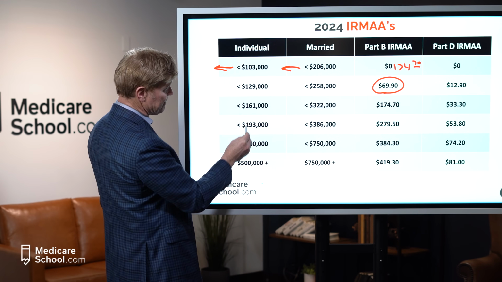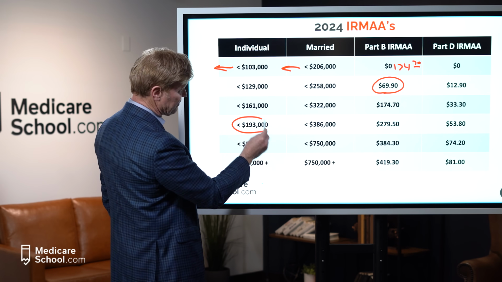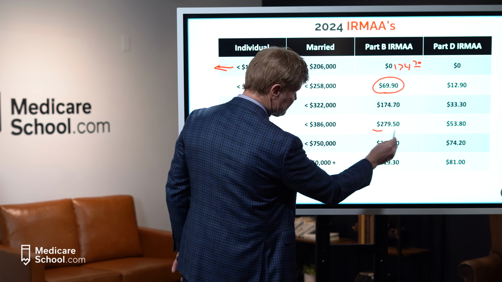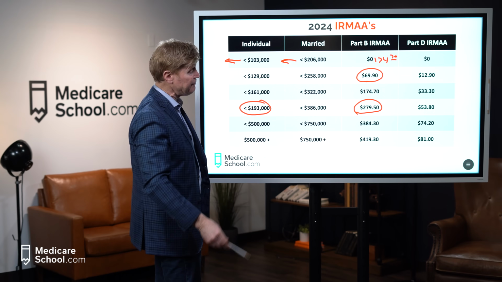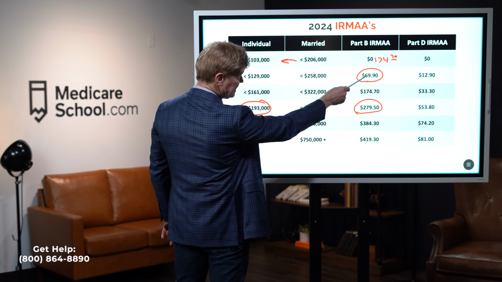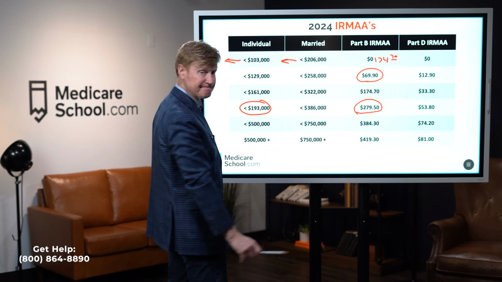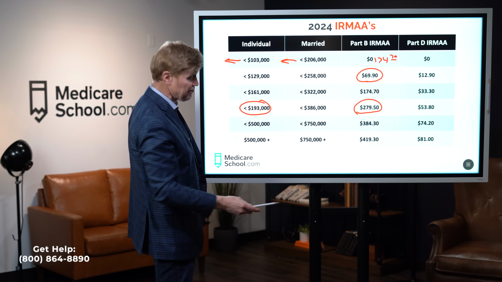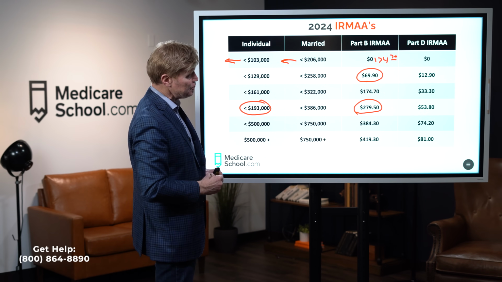Single person, let's say I'm down here between 160 and 193. Now I've got an IRMAA of 279. So as I said earlier, we have 5 levels of IRMAA, as low as $69.90, as high as $419. Okay, and so you can kind of see where these are. And don't forget, they're always going to look back 2 years prior.